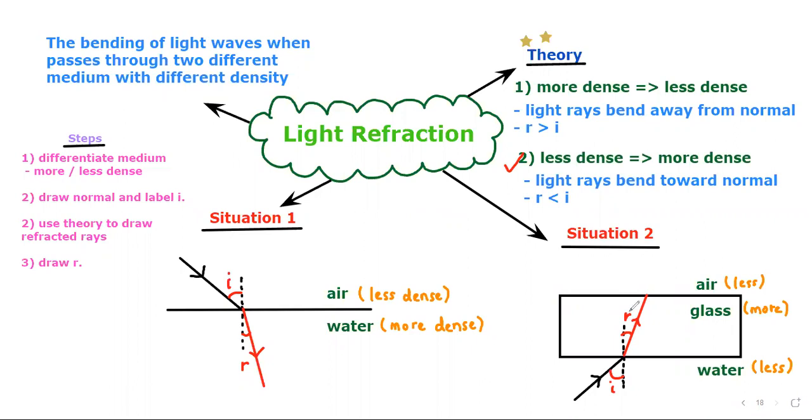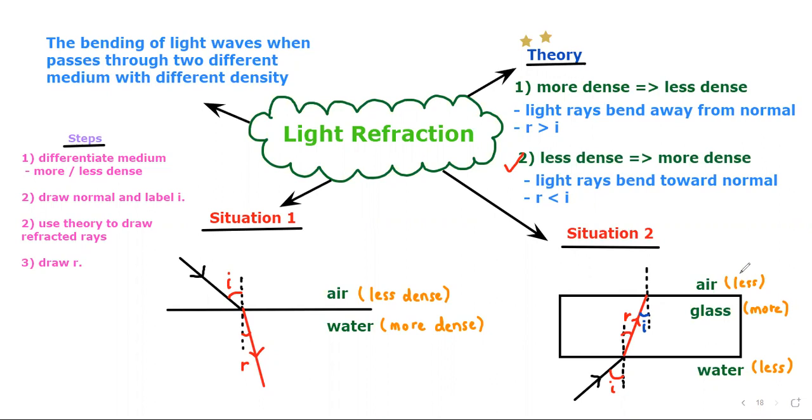Why? Because the light ray is going to pass from the glass to the air again. So now we continue to draw the normal line. Okay, when you draw the normal line, please label your incident angle again, from the normal to the incident ray. So this one I. Then now compare with the theory again.